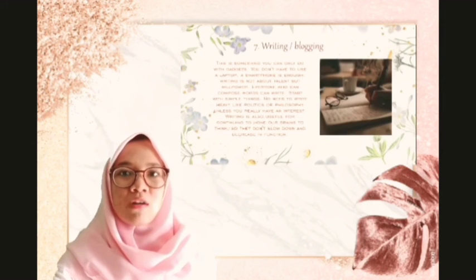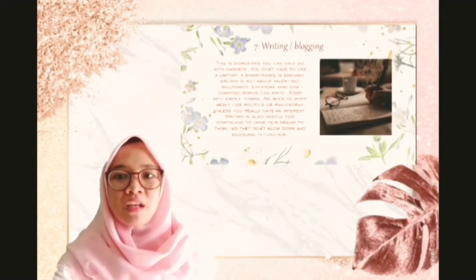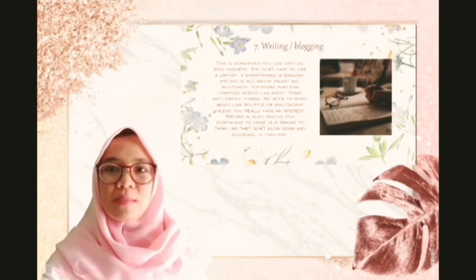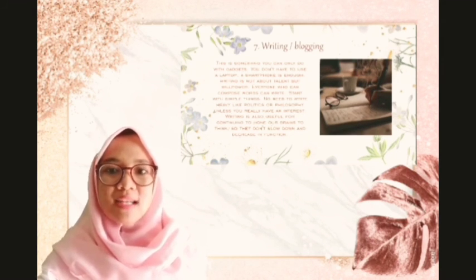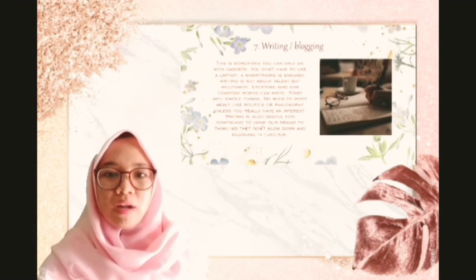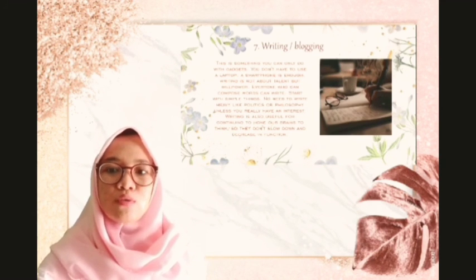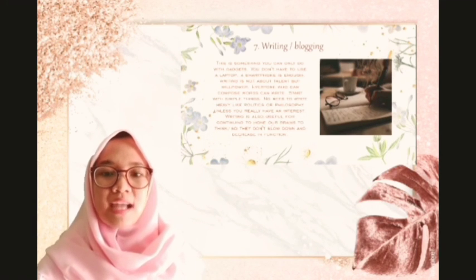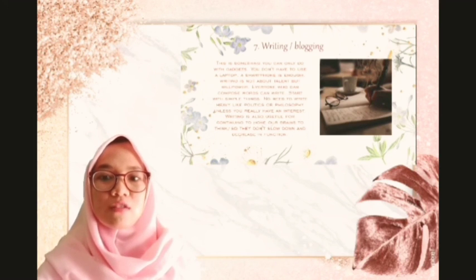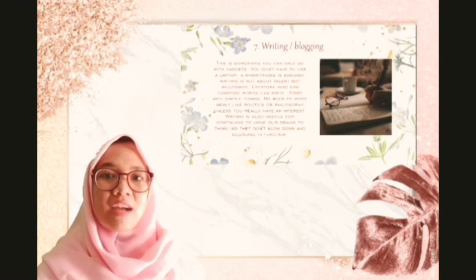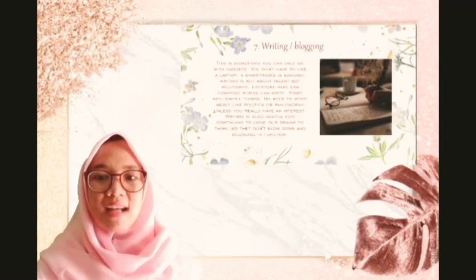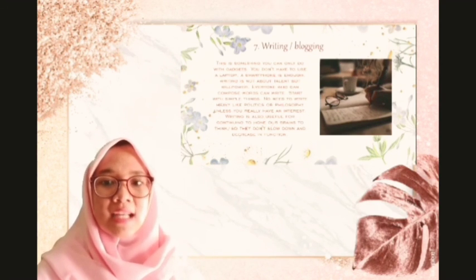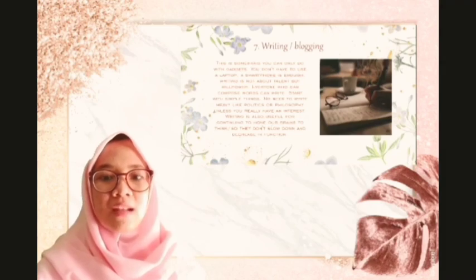7 is writing or blogging. This is something you can do only with gadgets. You don't have to use a laptop. A smartphone is enough. Writing is not about talent but willpower. Everyone who can compose words can write. Start with simple things. No need to write heavy topics like politics or philosophy, unless you really have an interest. Writing is also useful for keeping our brains thinking so they don't slow down and decrease in function.